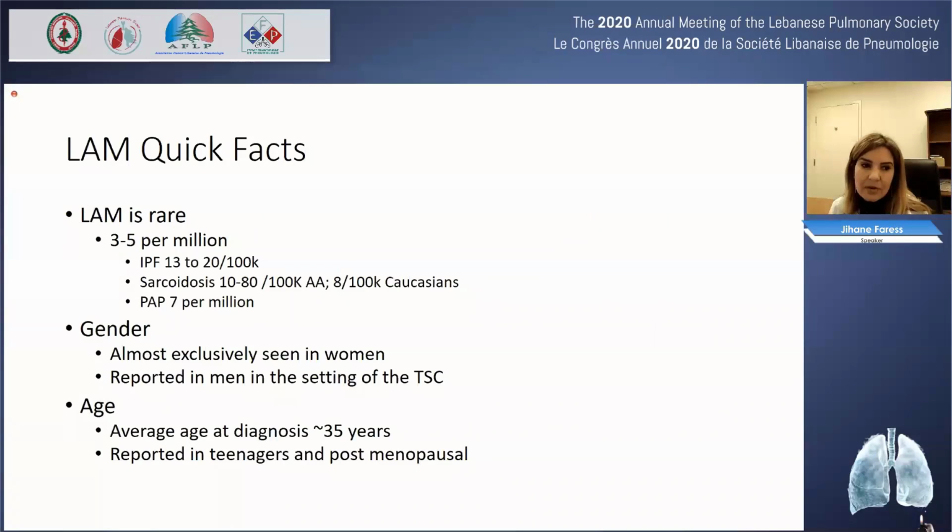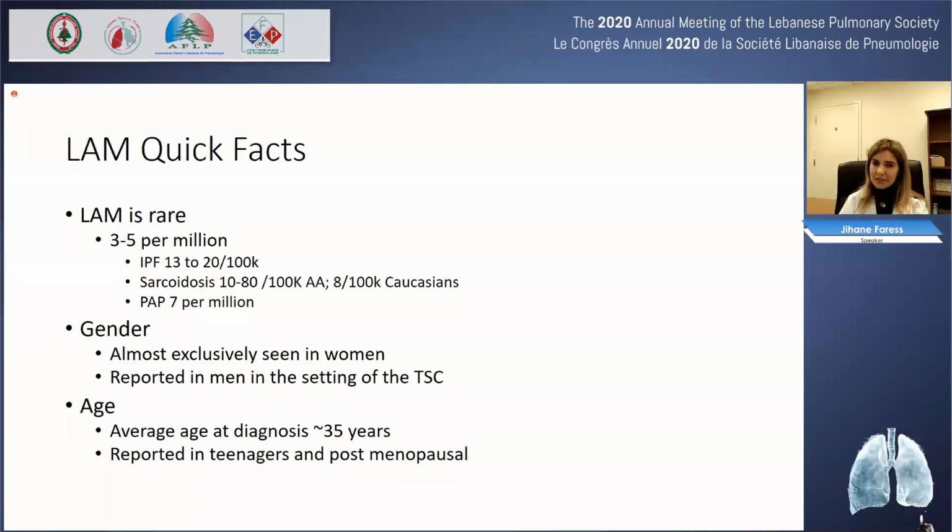More quick facts about LAM. LAM, like we said, is rare. And to put it in comparison to other ILDs, for example, the incidence of LAM is 3 to 5 per million, while the incidence of IPF is 13 to 20 per 100,000. The incidence of sarcoidosis is 10 to 80 per 100,000 African-American, or 8 to 100,000 per Caucasian. Compared to pulmonary alveolar proteinosis, which is also very rare, it's 7 per million.